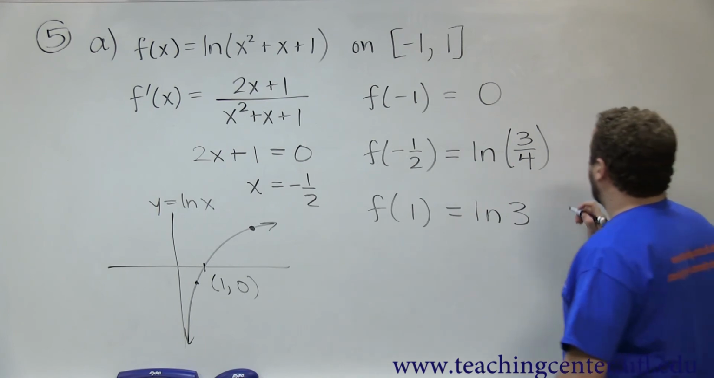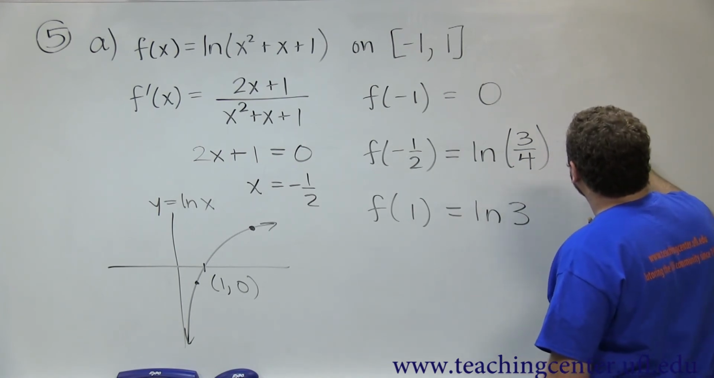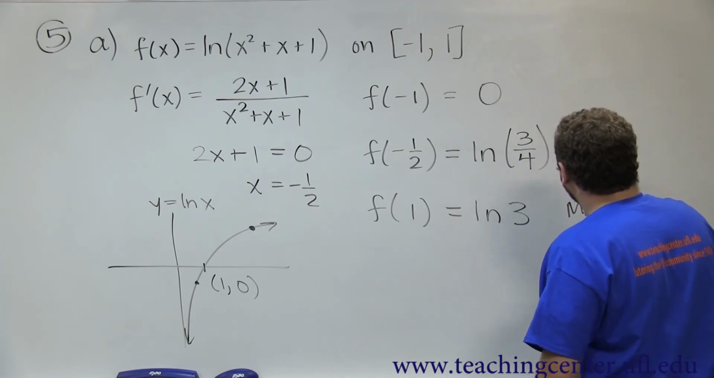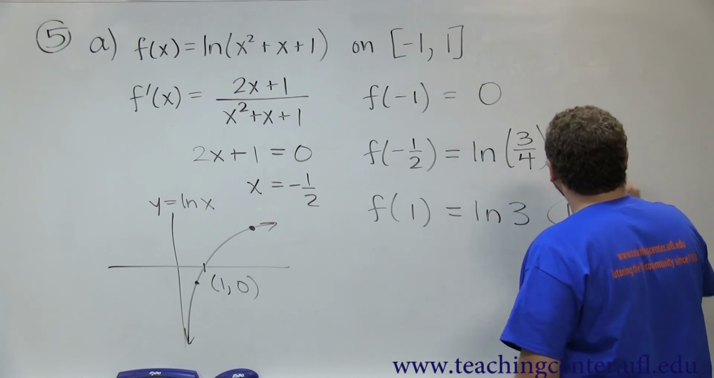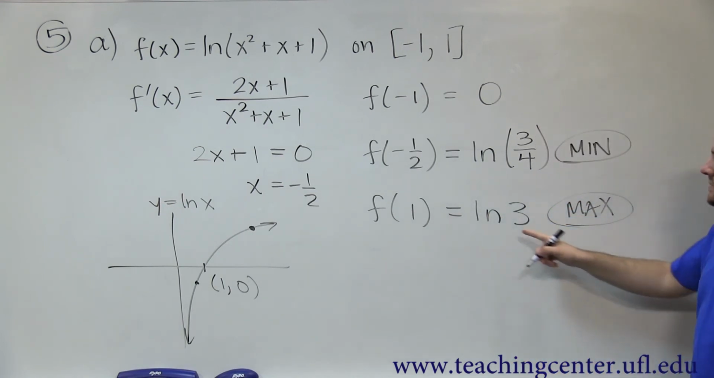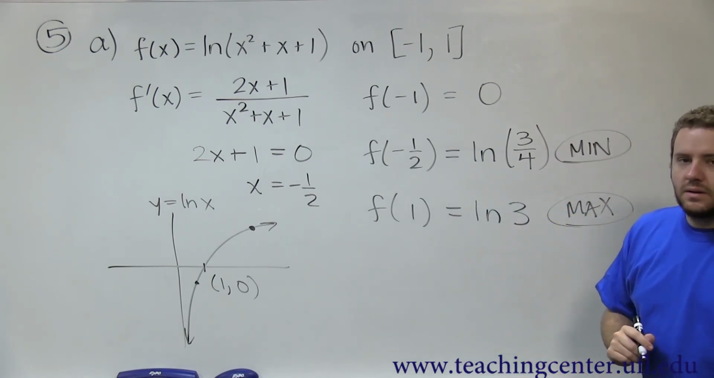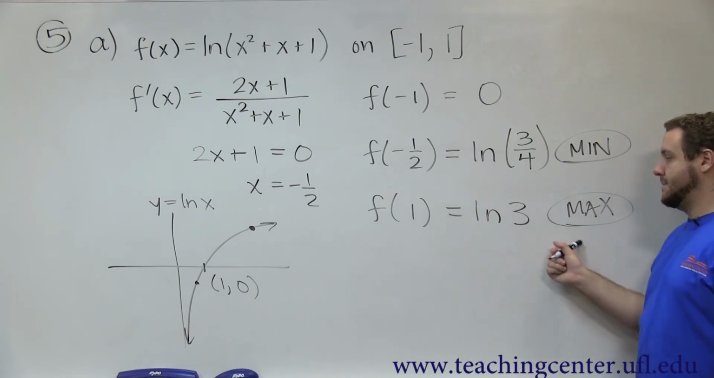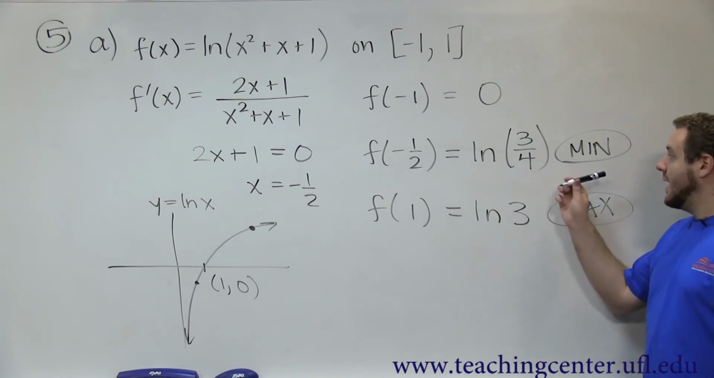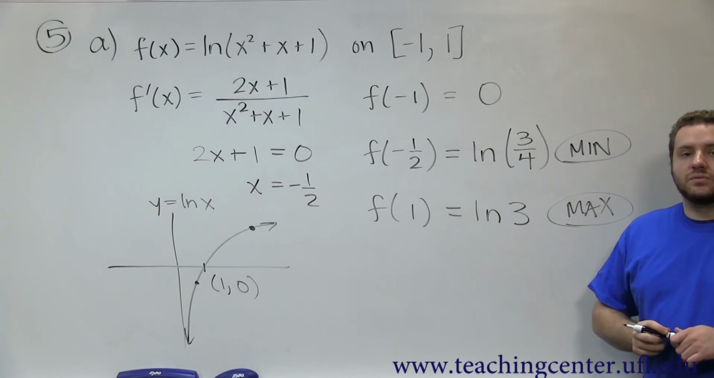So therefore, our min is the negative number, and our max is the positive number at ln of 3. So that's our absolute max, ln of 3. Our absolute min is ln of 3/4.